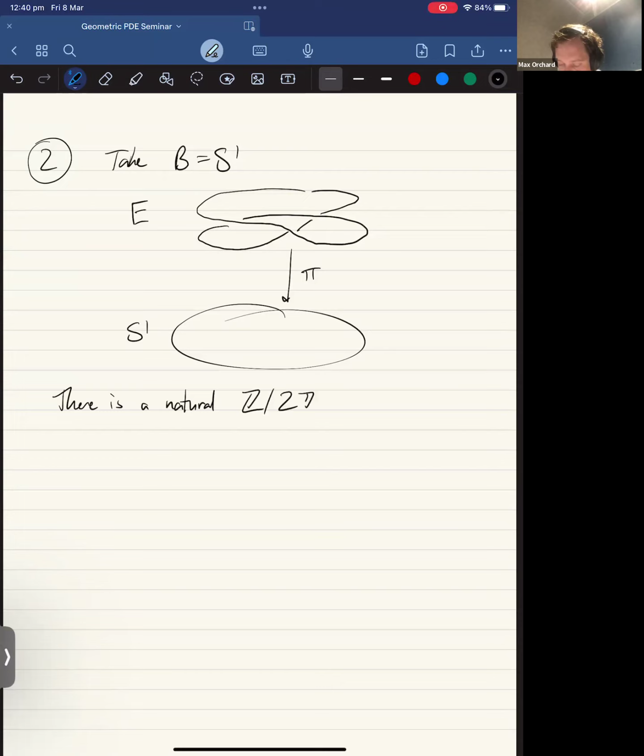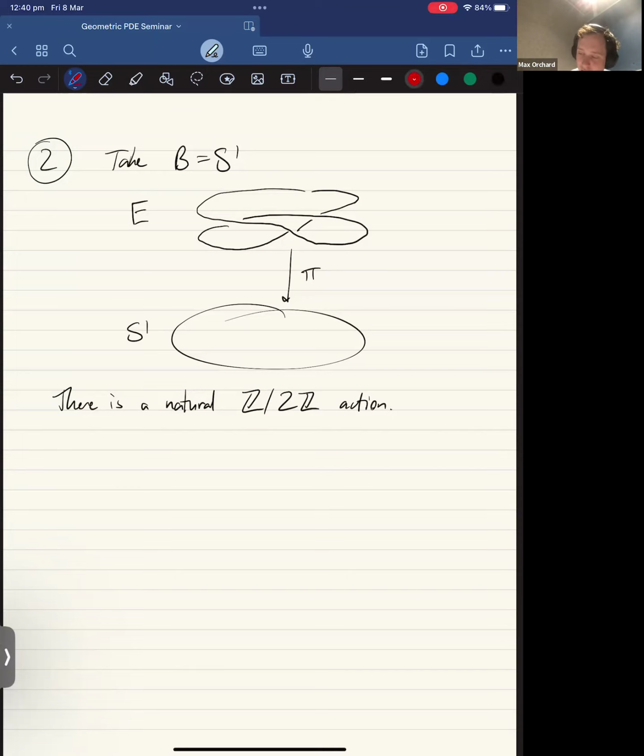action by Z2 here on E. Basically, if you're the identity, you stay where you are. If you are not the identity, you move to the other side of the boundary, basically. Now, this defines a principal Z2 bundle.